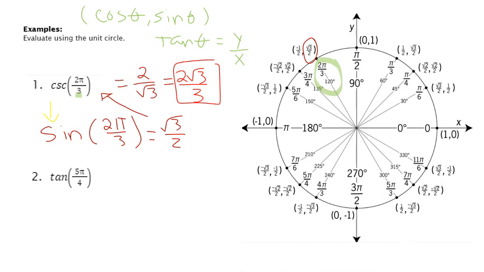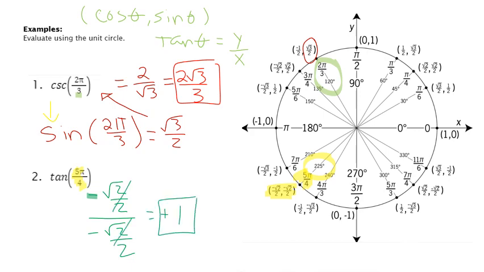Same thing for tangent of 5 pi over 4. I'm going to look to see where I see 5 pi over 4 in here. So I could either convert it and find it as a degree measurement, see where it falls, or memorize it. 5 pi over 4 is actually 225. And for tangent, I have to do y over x. So I'm doing negative root 2 over 2 divided by negative root 2 over 2. A negative over a negative is a positive, and this is a positive 1. So tangent of 5 pi over 4 is 1.